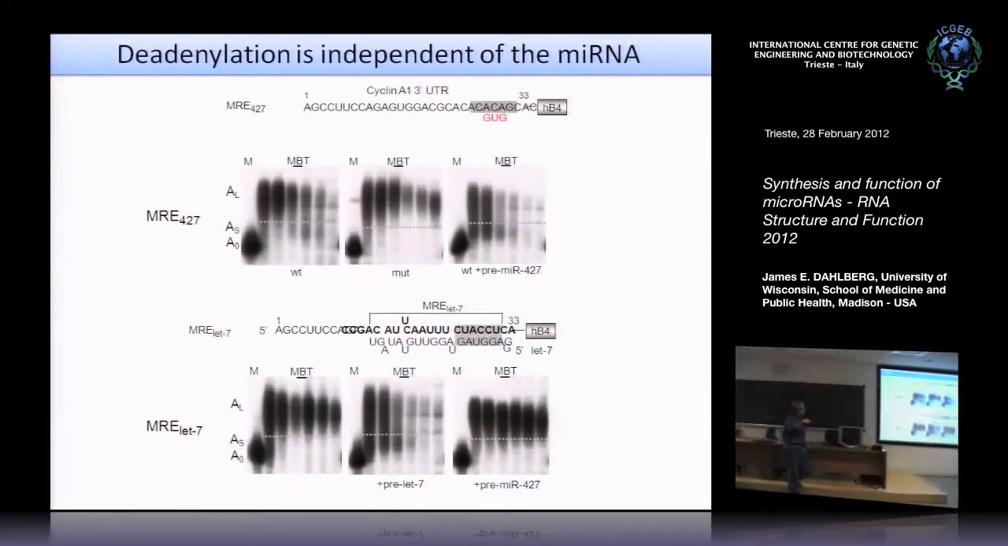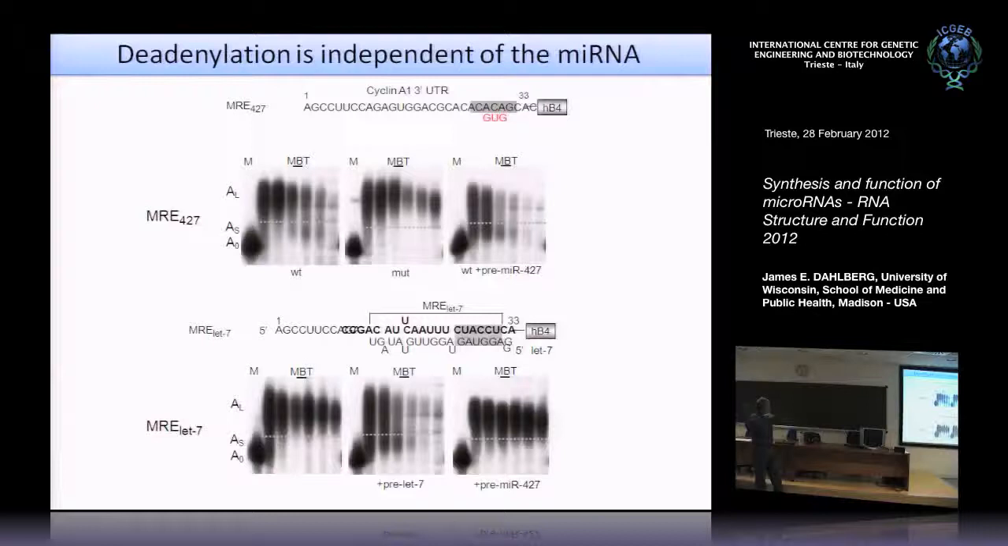Here's the wild type gets deadenylated. This is the mutant form of a target is stable. And then we put in the compensatory mutant. You get deadenylation. Now we've repeated this experiment, but in the messenger RNA of the target, instead of having a sequence that's complementary or partially complementary to miR427, we put a sequence in that would be complementary to another microRNA, LET7. And here is the sequence that we put in.